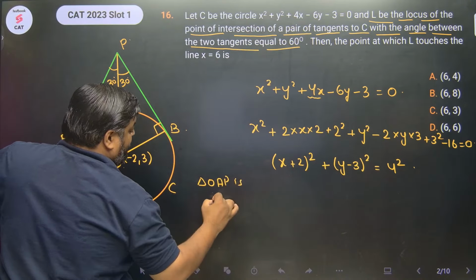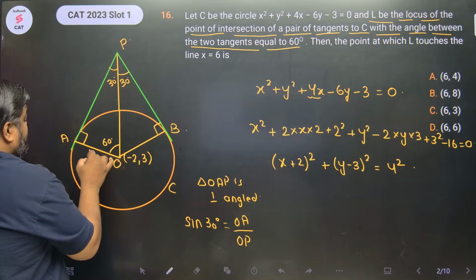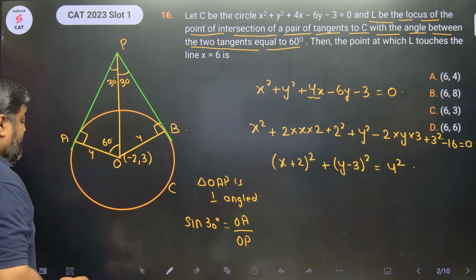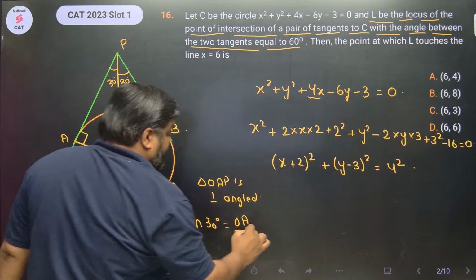Sin 30 for this angle: if I take this angle as the reference, OA behaves as perpendicular and OP behaves as hypotenuse. And sin 30 is half. I know that the value of OA is 4; this radius is 4, we already know this. From here, we get OP is equal to 8.